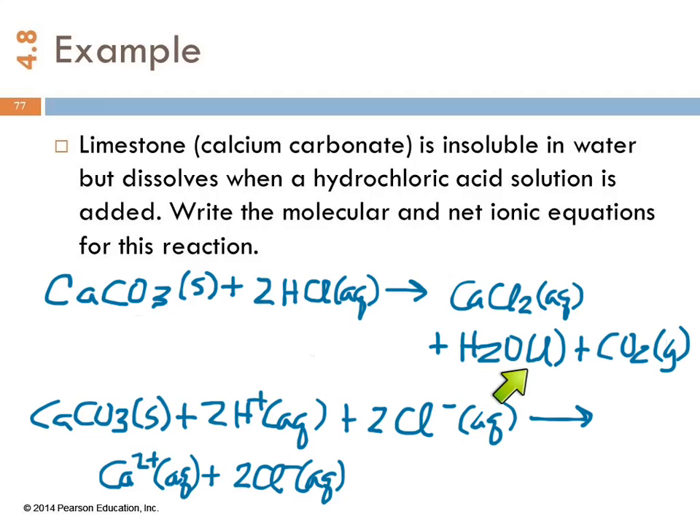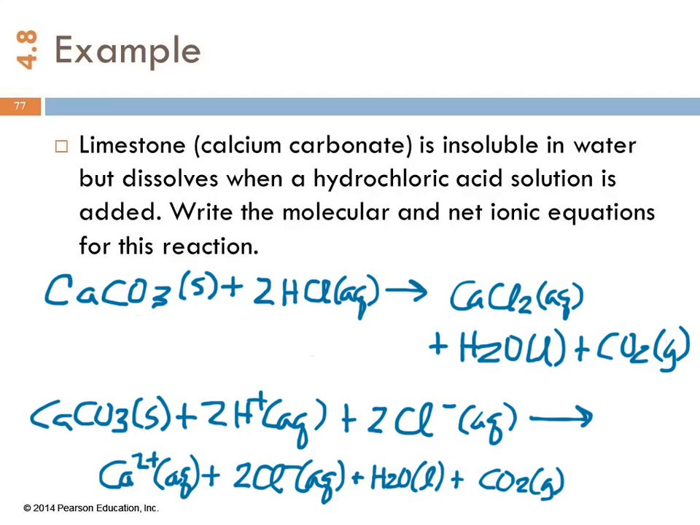How about water, liquid? That stays intact. And how about CO2 gas? That also stays intact. So H2O, liquid, and CO2 gas. Is that a net ionic equation? No. What kind is it? It's a complete ionic equation. It's showing all the ions. And usually, at least mentally, we have to go through that step before we can get to the net ionic.